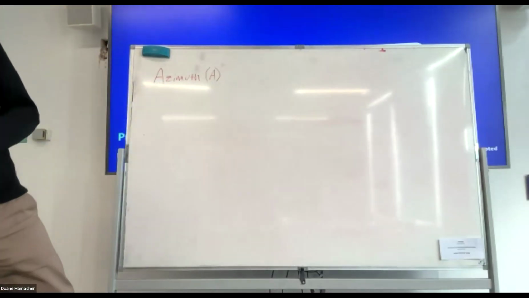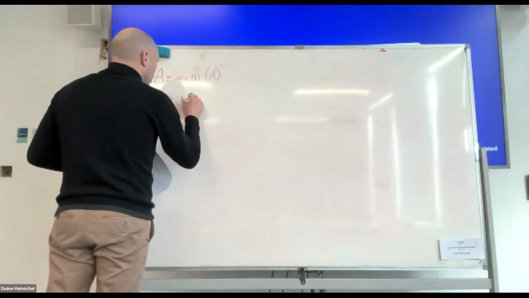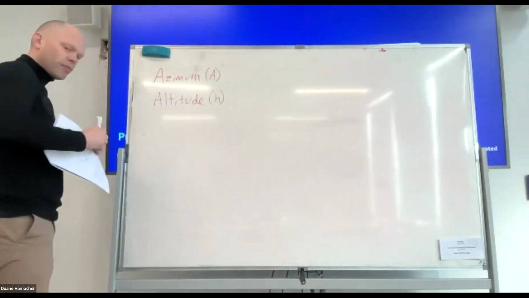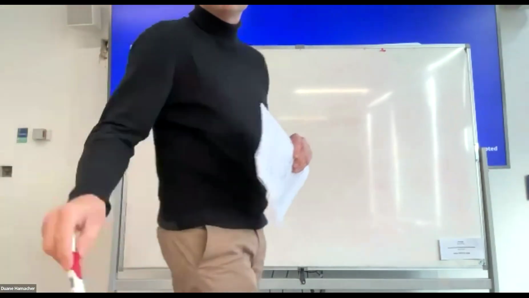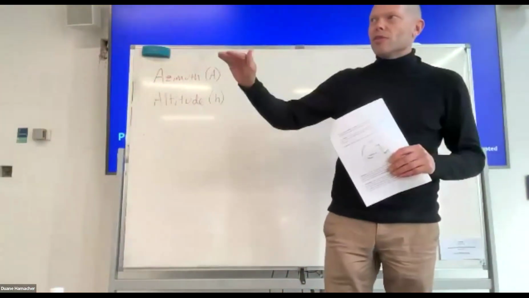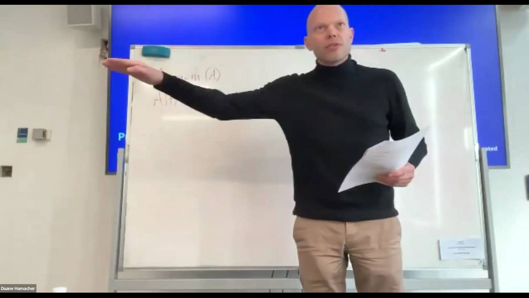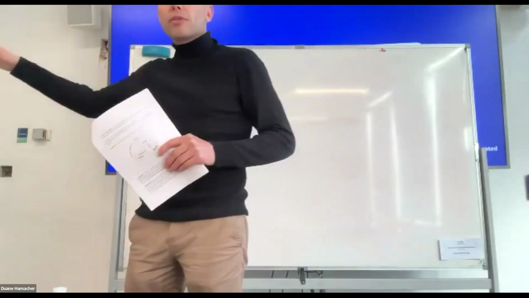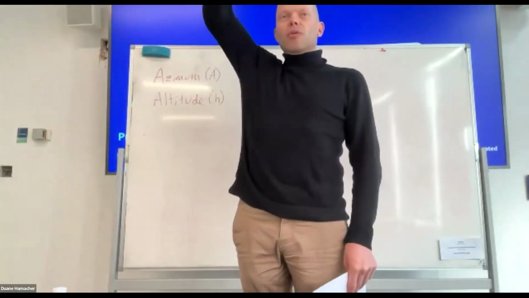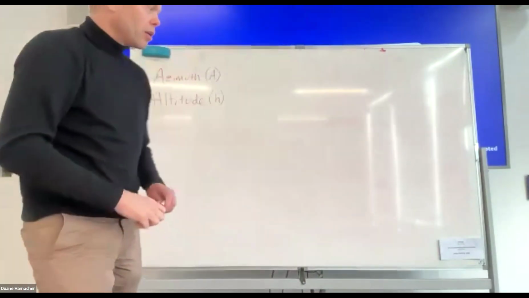The altitude we're going to call H. What is the altitude? The angle between the horizon, either going up into the sky or down below the horizon. So the horizon is 0 degrees. We measure from 0 degrees up to the maximum, which is 90 degrees. And what do we call that point?